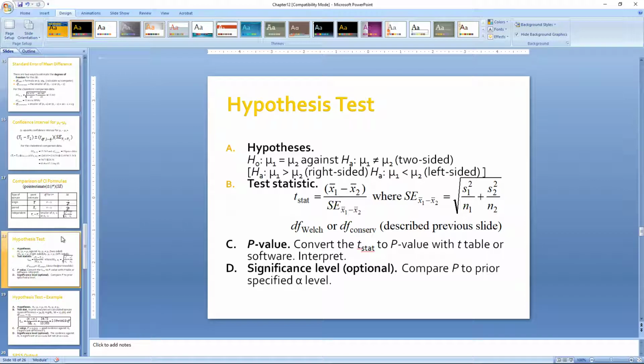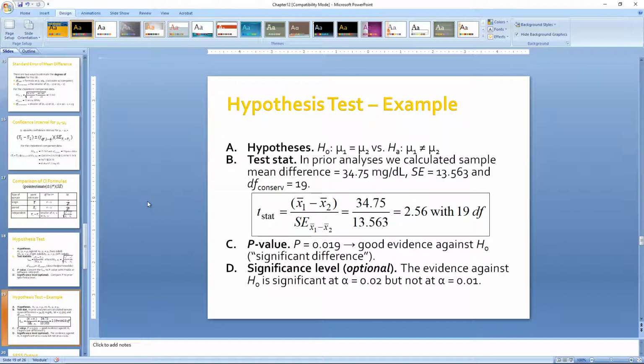Remember, you can calculate degrees of freedom Welch or degrees of freedom conservative, in which case we always side with degrees of freedom conservative because we will not be calculating the Welch degrees of freedom. After we state our hypothesis and do our test statistic, we can figure out our p-value. So we'll convert our t-stat to a p-value with a table or software, and that will determine the significance level. We'll compare our p-value to our alpha level.